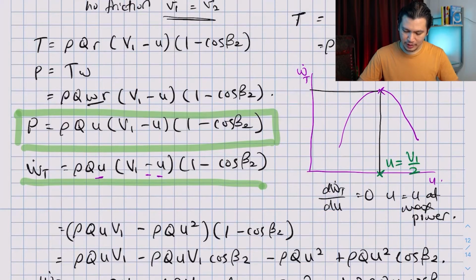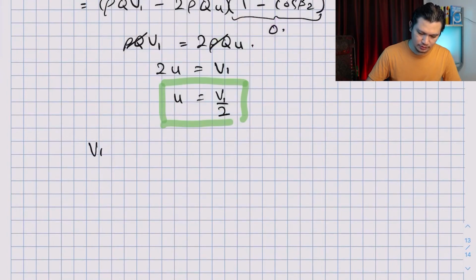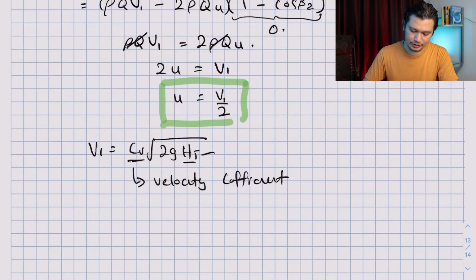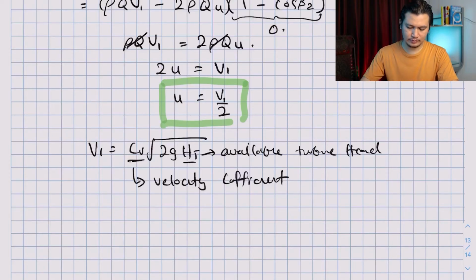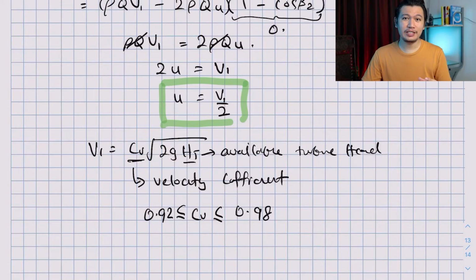And how do we find this V1? V1 is found using this equation: V1 equal to CV square root of 2g HT. And what is CV? CV is called the velocity coefficient, and HT is the available turbine head. The value for this velocity coefficient is usually between 0.98 and 0.92. And don't worry if you are not sure how to use this equation yet, because after this we're going to do a tutorial.